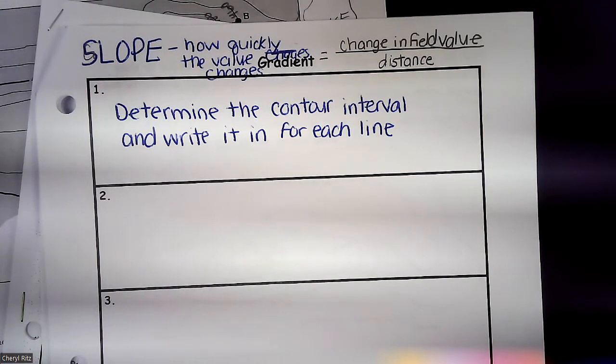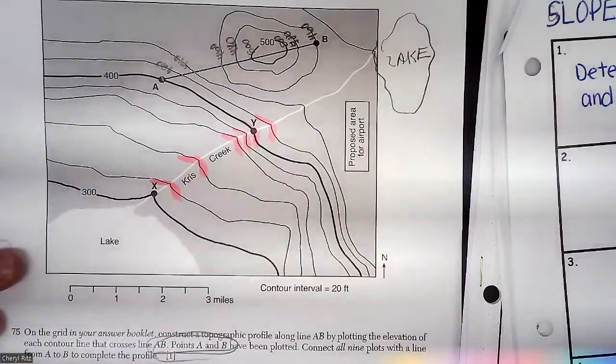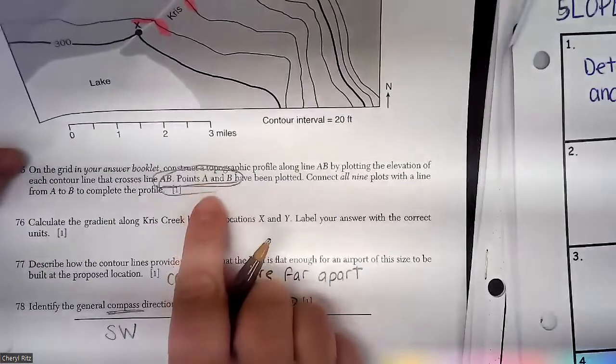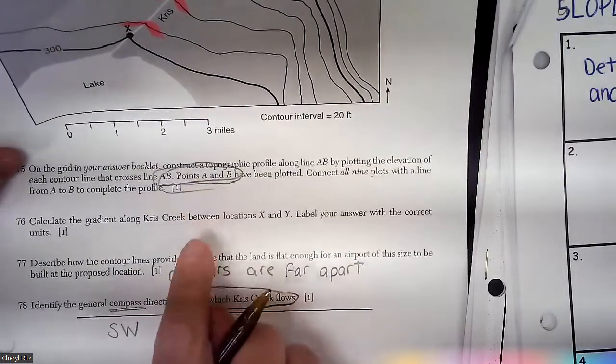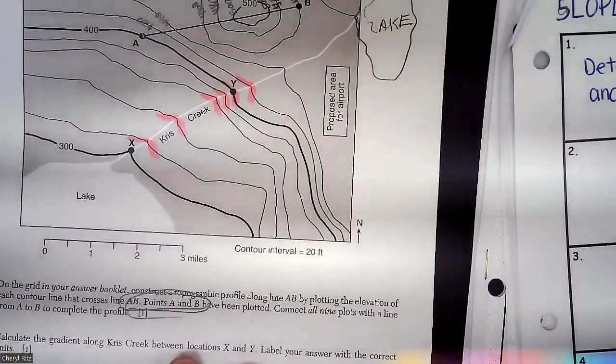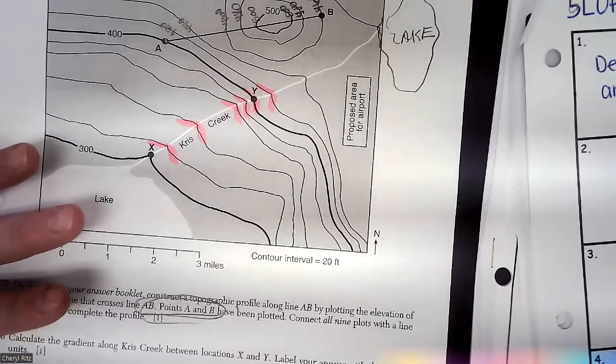So determine the contour interval and write it in for each line. The fact that it's the same first step makes life easy because just like this question I just did with you guys, if they ask you to do a profile, the next question is probably going to be doing a gradient. So you probably already have it done. So step 1's not a big, huge deal.